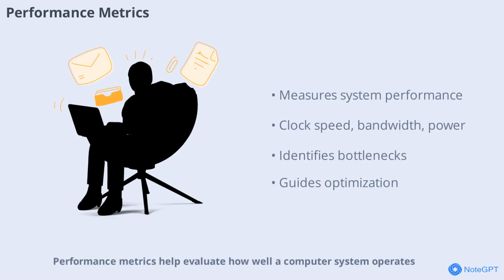Performance metrics help evaluate how well a computer system operates. Common metrics include clock speed, instructions per second, memory bandwidth, and power consumption. By analyzing these factors, engineers can identify bottlenecks and optimize system design for better speed, efficiency, and reliability.